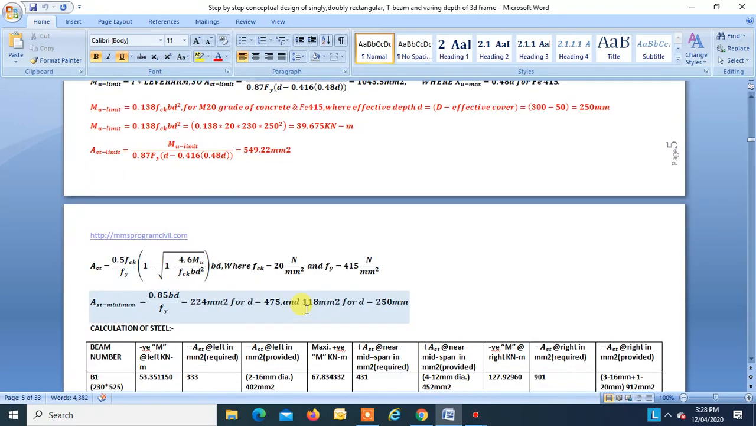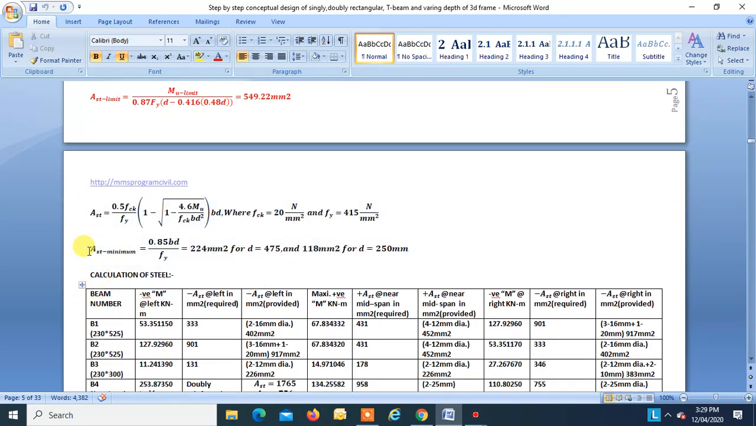Now we know this formula. This is very familiar to us, that when the section is singly under reinforced rectangular section, then you can use this formula for finding AST directly, right? In our case, FCK is 20, Fy is 415. Code has given this formula for finding AST minimum in case of flexure member, that is 0.85 BD upon Fy. If it is a T-beam, then instead of B you have to take BW. This B is width of beam, and in T-beam it will be width of web.